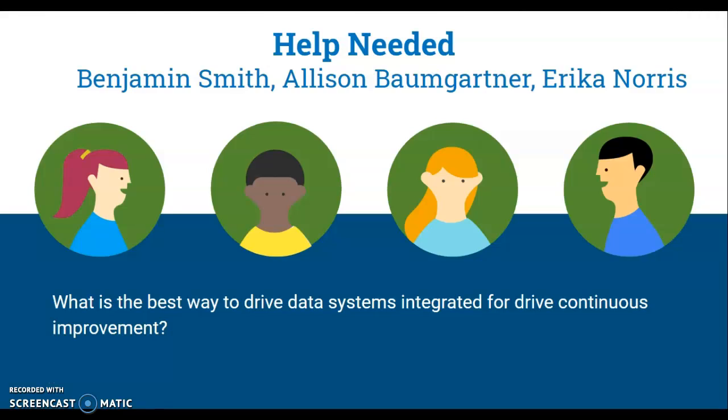Any other questions? Okay, I was wondering, in terms of help that you might provide, what is the best way to drive data system integration for continuous improvement? We hear the teachers saying that there's a lot of different forms of data and different ways to integrate it. I think right now, Cheney Elementary doesn't have one way to collect it other than a resource to try to look at all those data points together. So do you have any ideas for that?